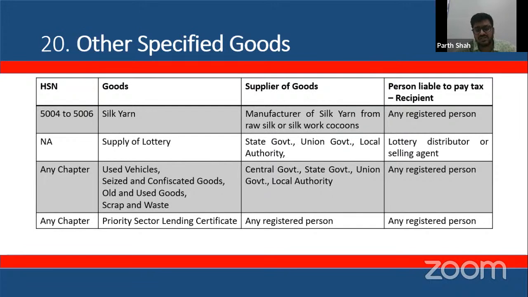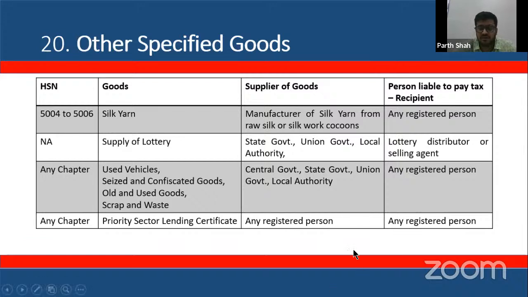The loan does not change hands, but just by way of lending that certificate to the recipient, the supplier of that certificate receives a good amount of fee. In those cases, the person who supplies such priority sector lending certificates is not required to pay tax, but the banking company who receives such PSL certificates is expected to pay tax under reverse charge mechanism.